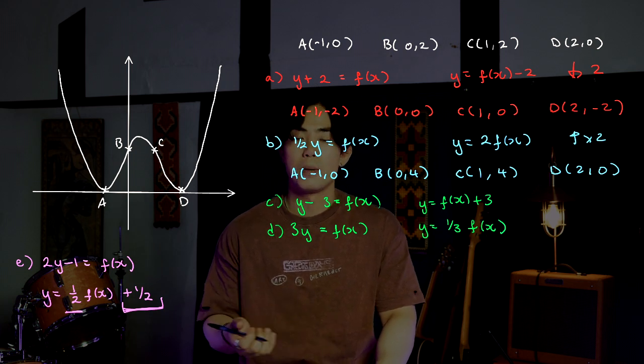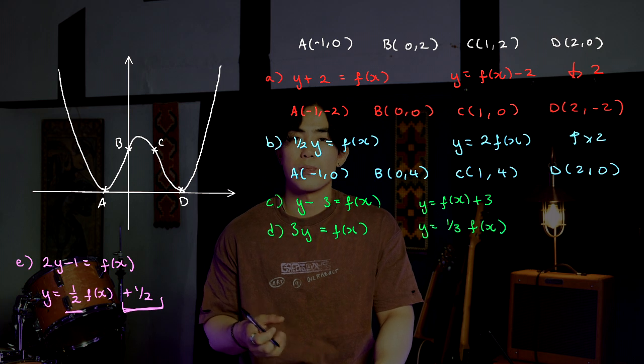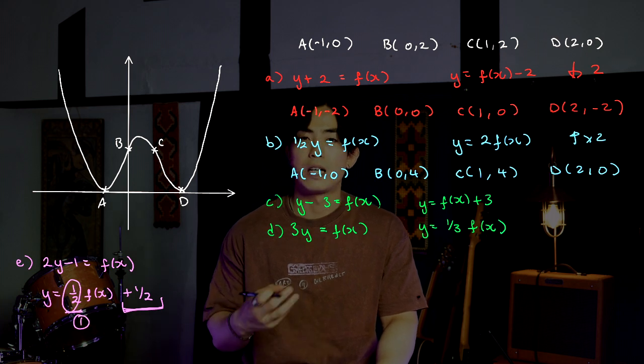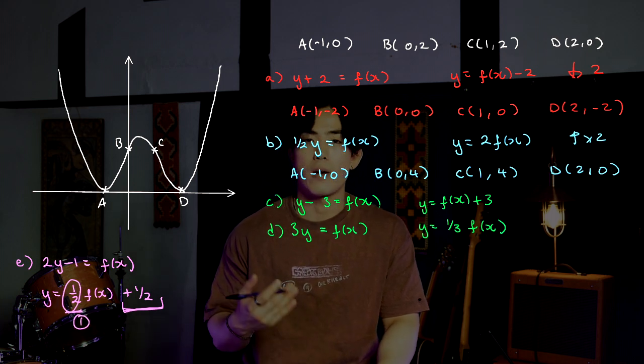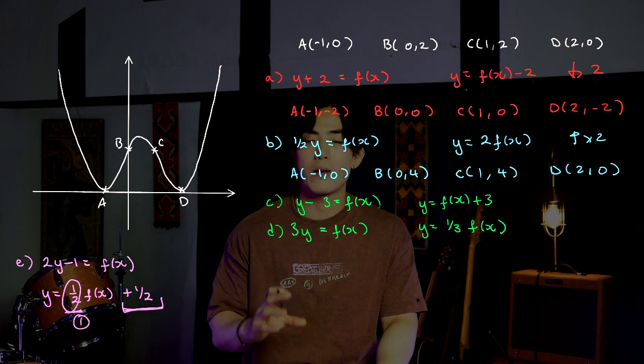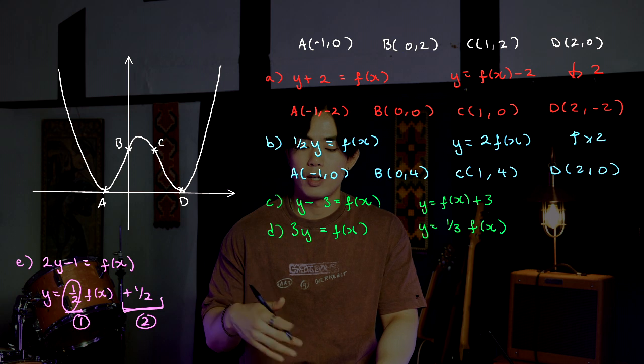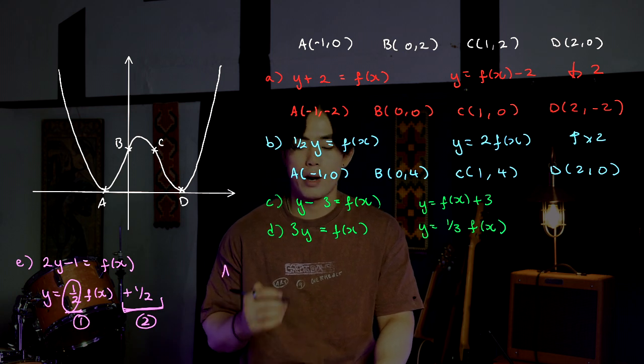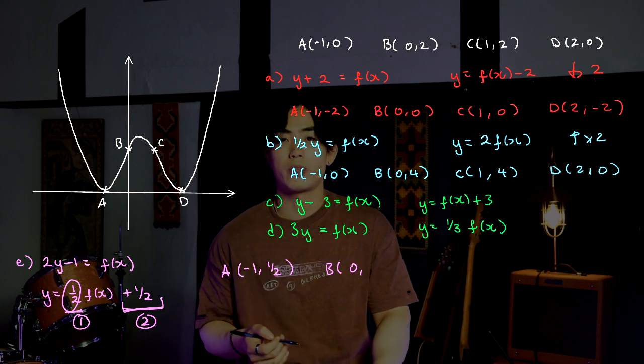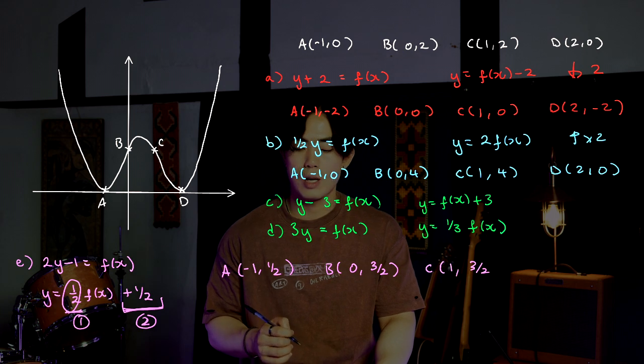In this case, this is an example of a combination of transformations, and we'll look at this in more detail in A2. But for this, what we have to do now is first multiply by a half, the scale factor first, because that's closest to the f of x. So we multiply the y values by a half first, and then we translate up by a half, resulting in us getting the coordinates (-1, 1/2), (0, 3/2), (1, 3/2), and (2, 1/2).